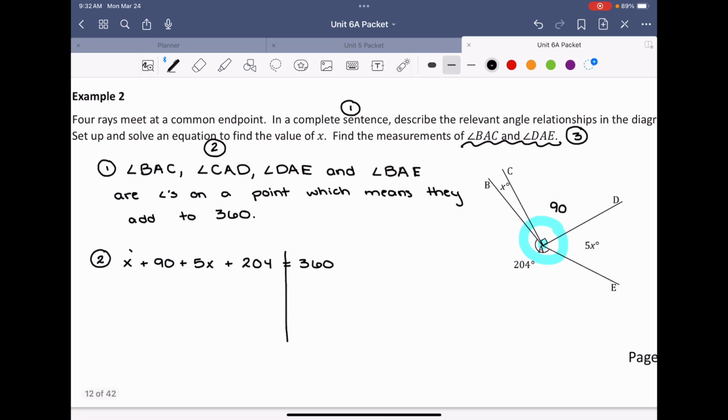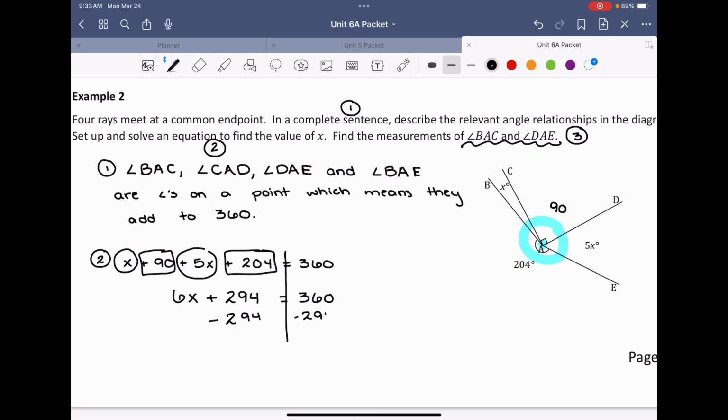I'm going to combine my like terms first. I have 2 terms with x, and I have two constants. So x plus 5x is 6x. 90 plus 204 would be 294. Now I'm going to isolate my variable. So move 294, opposite operation to move it to the opposite side. So minus 294 on both sides. 6x comes down and my 294's cancel. 6x equals 66. Last step, divide both sides by 6. So that means x equals 11.